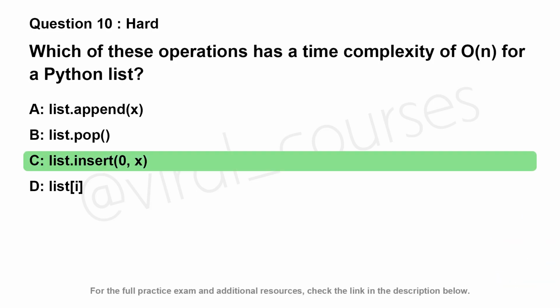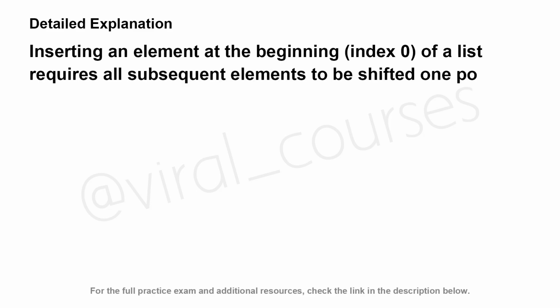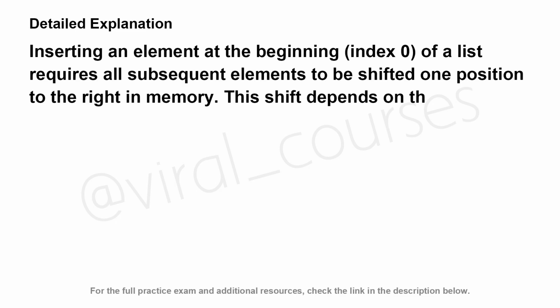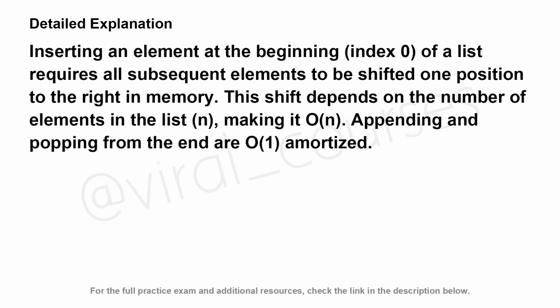The correct answer is C. Inserting an element at the beginning, index 0, of a list requires all subsequent elements to be shifted one position to the right in memory. This shift depends on the number of elements in the list, n, making it O(n). Appending and popping from the end are O(1) amortized.